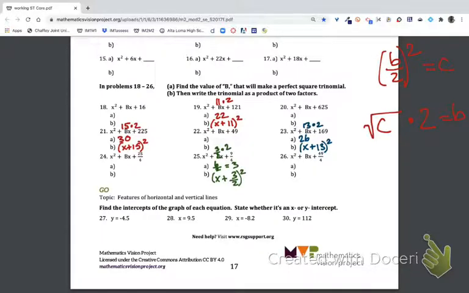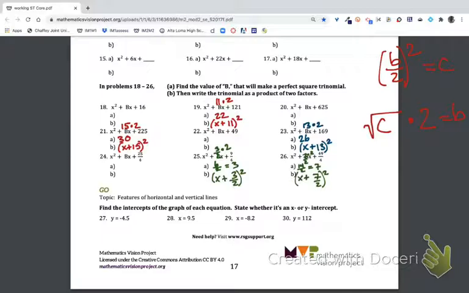Just a little bit more fraction practice here. 49 over 4, take the square root of the top and the bottom. You should get 7 over 2. Then multiply it by 2. You would get 14 over 2, or 7. And your factored form would be x plus 7 over 2, all squared.